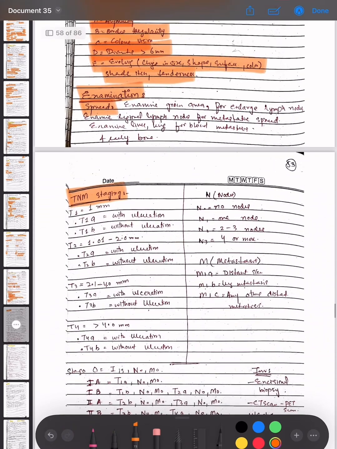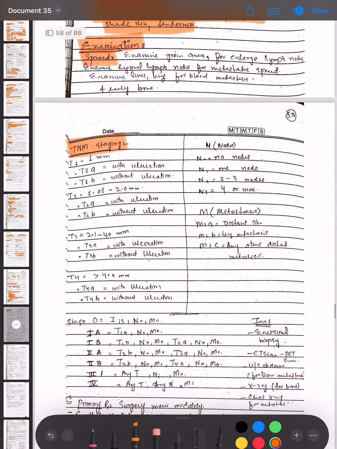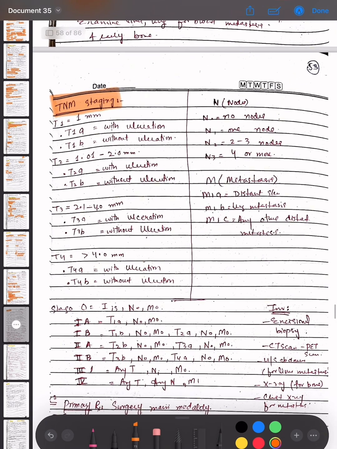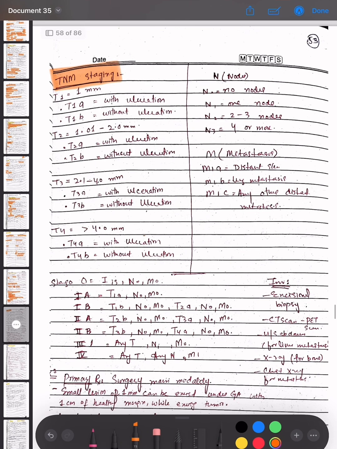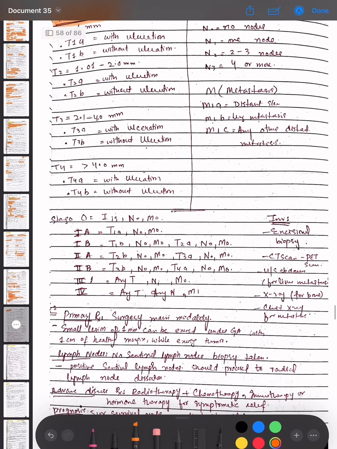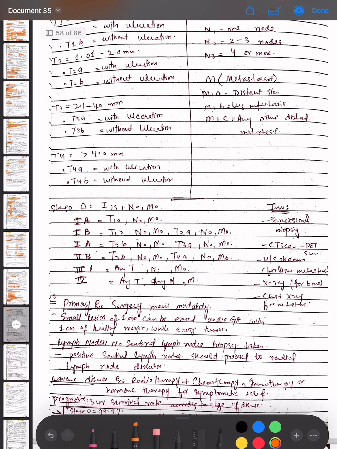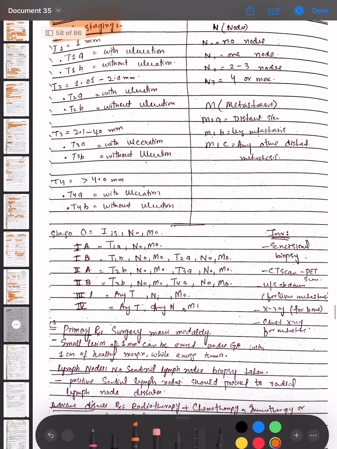We have T1, 1 mm, then T1A with ulceration, T1B without ulceration. Then T2 is from 1.1 to 2 mm in thickness, T2A with ulceration, T2B without ulceration. Then T3, if it is 2 to 4 mm, T3A is with ulceration, T3B is without ulceration. Then T4 is more than 4 mm, T4A with ulceration, T4B without ulceration.